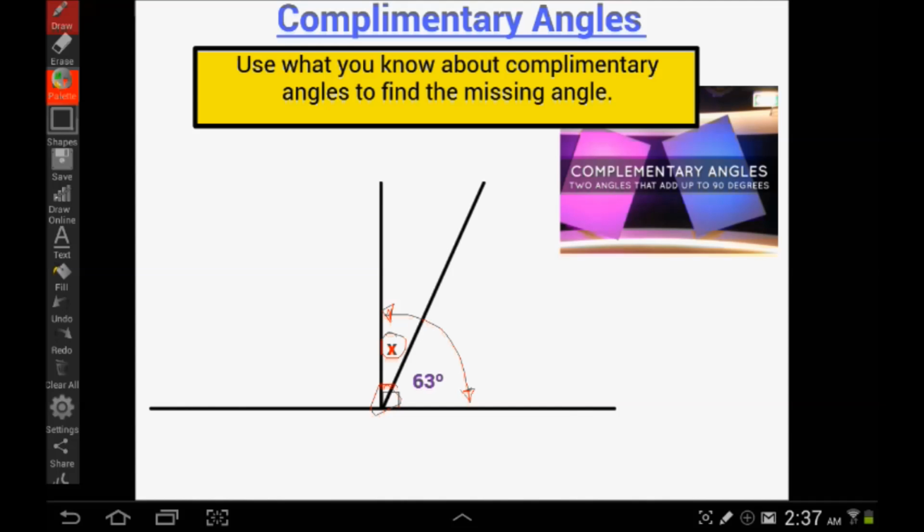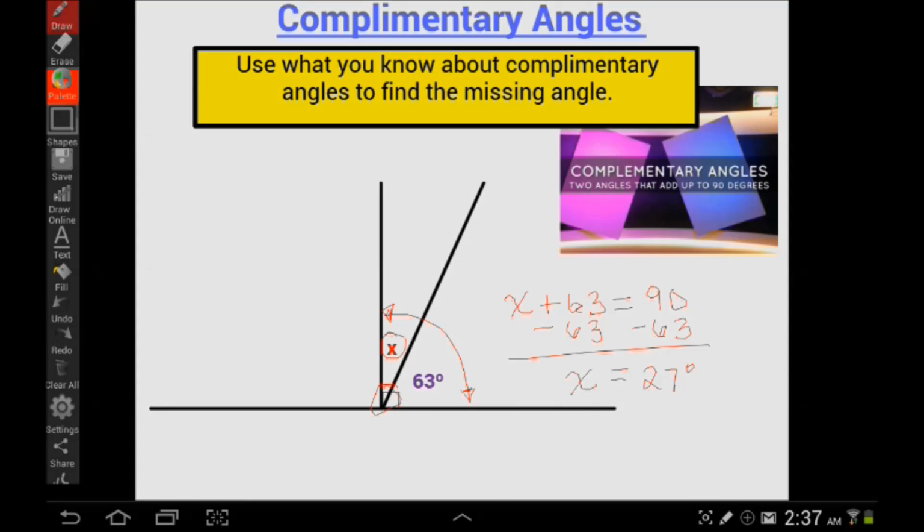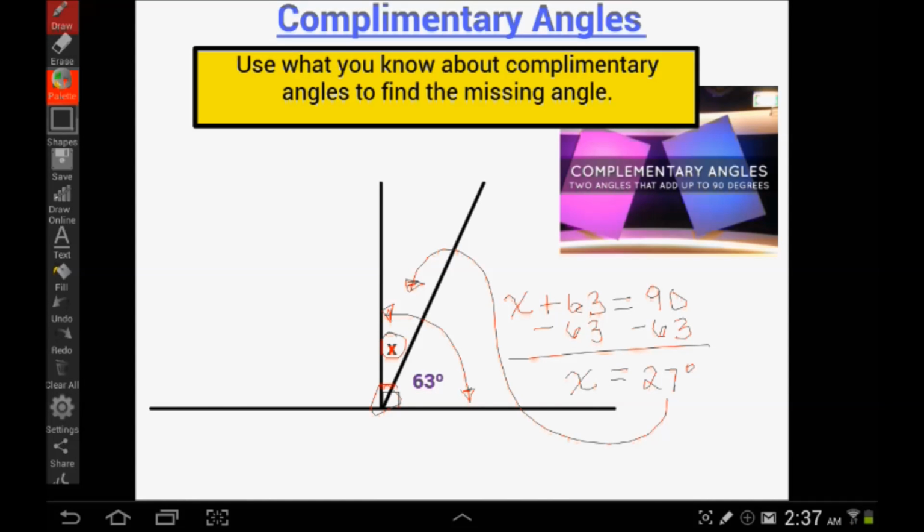So if we were to set up an equation, what we would do is we would do x plus 63 equals 90 degrees. And how would we solve that equation? We would just solve that by subtracting 63 from both sides. So we're kind of using our information about how to solve equations to help us figure out this angle problem. And then 90 minus 63, 27 degrees. So that's what x is right there. We know that x is equal to 27 degrees.